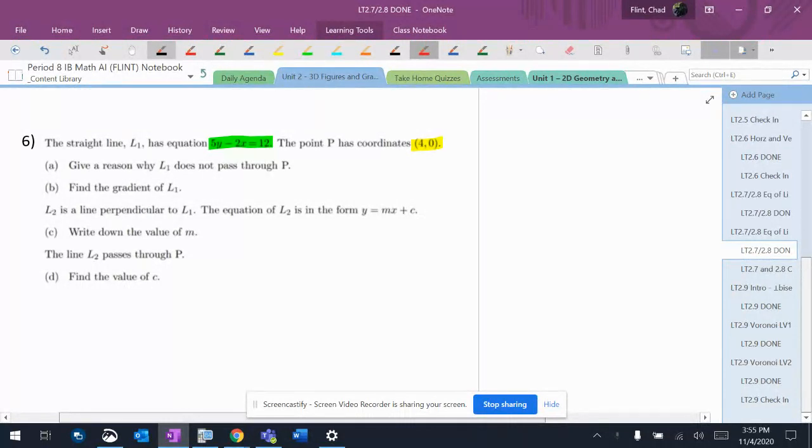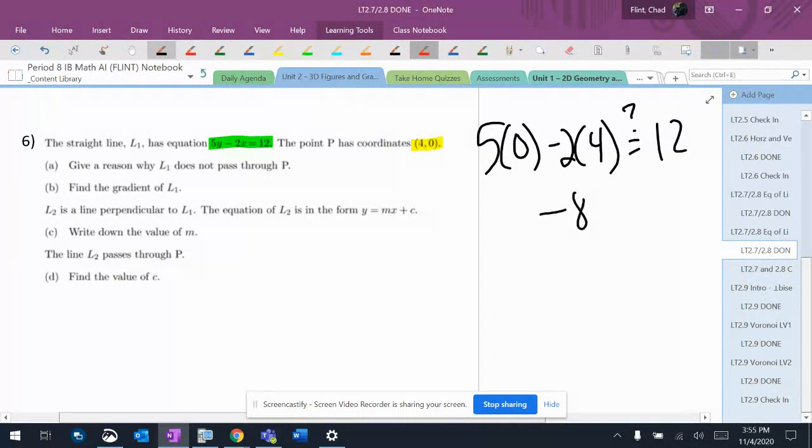So I can go ahead and say, all right, well, 5 times the y coordinate, which is 0, minus 2 times the x coordinate, which is 4, is supposed to equal 12. I usually put a question mark there because I'm seeing if it actually works or not. If I put the right-hand side in my calculator, 5 times 0 minus 2 times 4 equals 12, it would give me negative 8 equals 12, which is not true. So it's not on the line. If it was on the line, it would tell me immediately 12 equals 12, for any point that's on the line.